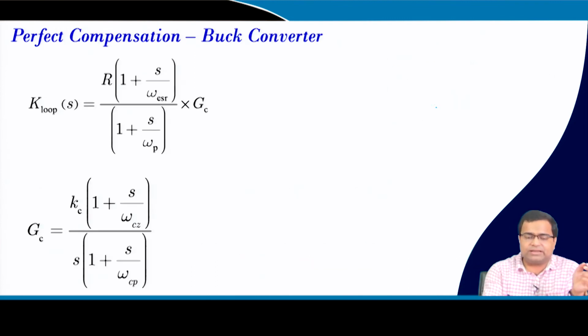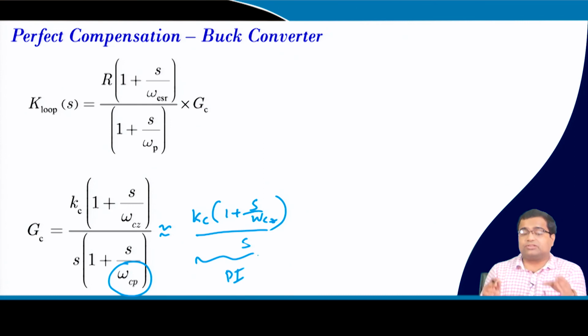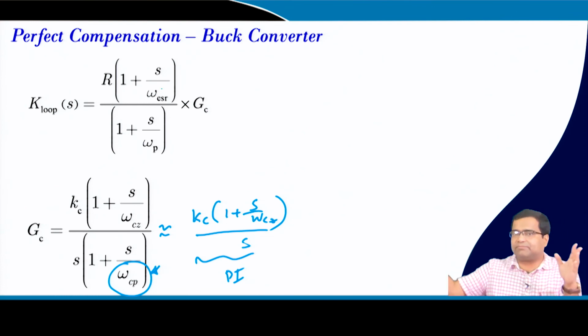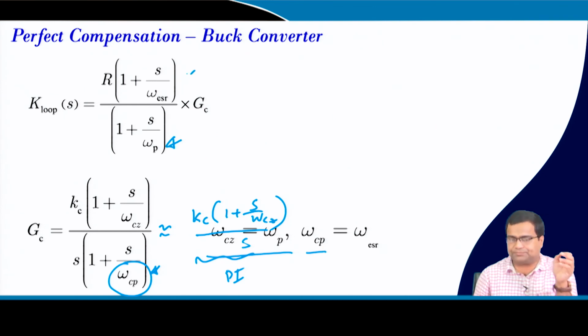That means we need a type 2 compensator. If this pole is kept far away, then as this effect is negligible, this can be approximated as simply Kc (1 + s/ωcz)/s... that is, Kc times (1 + ωcz/s), and this is the structure of a PI controller. This is the case when the pole of the controller, which is used to cancel the ESR zero, is placed far away, if the ESR zero is far away, right. So, our condition: the controller zero is used to cancel the pole of this plant and the controller pole is used to cancel the ESR zero.